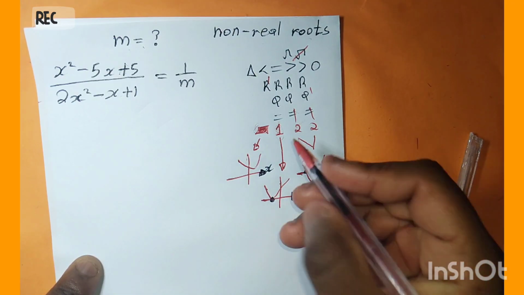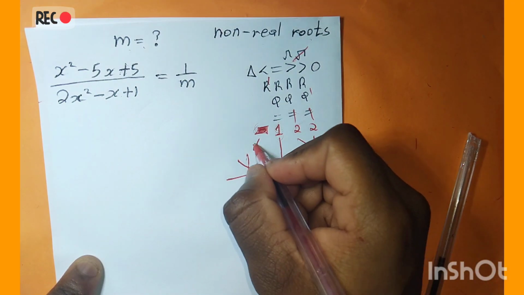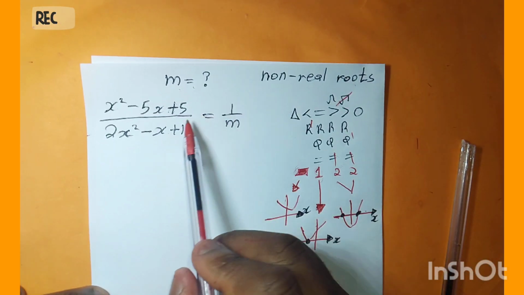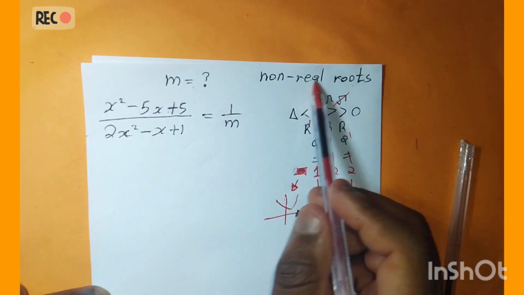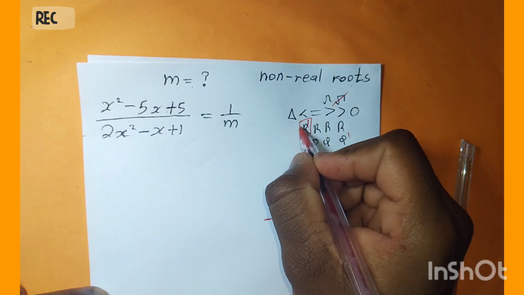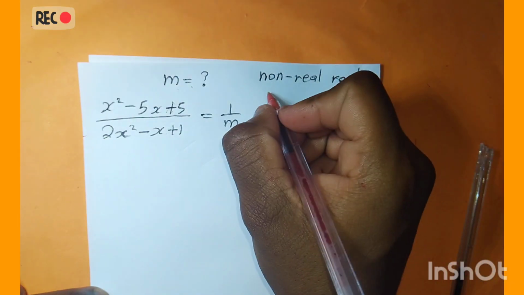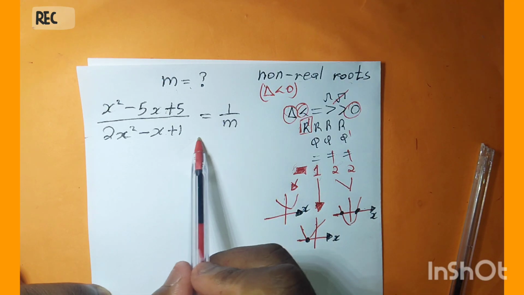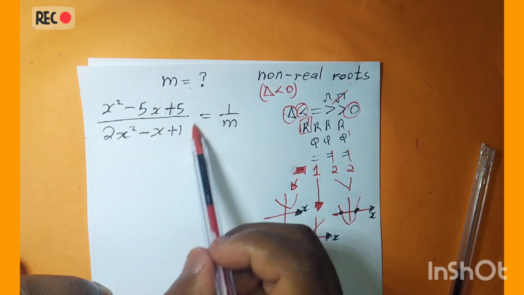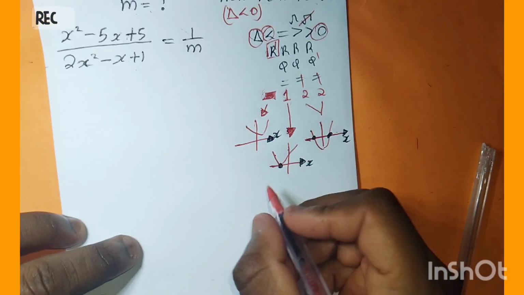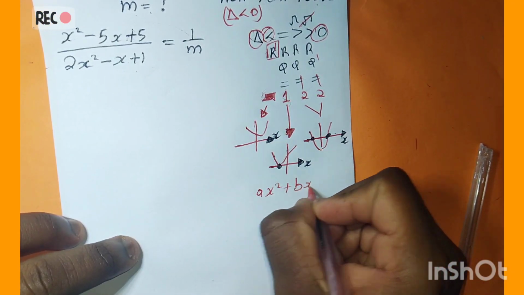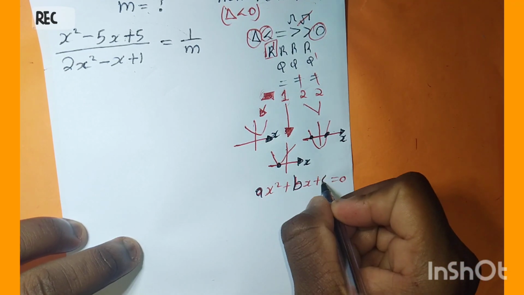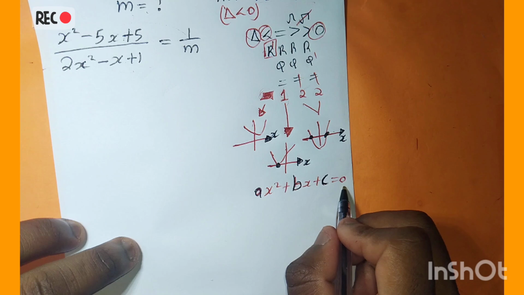And now, with all of this that I know, this is what I can do. The question needs you to find the values of m for which this equation will have non-real roots. For that equation to have non-real roots, it means delta should be less than 0, meaning delta dash should be less than 0. Do you see? And what I can do is simplify all of this equation to be in the form of this term. Once it is in that form, it will be easy for me to identify a, b, and c. Meaning on that side, we should only have 0.